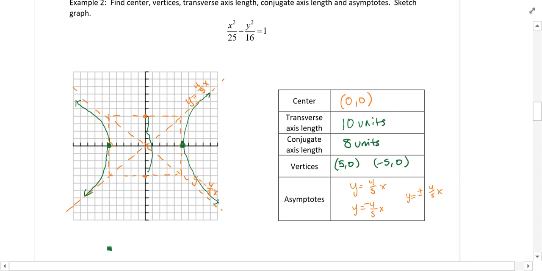Now in this example, the transverse axis was longer than the conjugate axis, but that is not a requirement. Those are going to be dependent solely on the numbers in the denominator, and the transverse axis is going to be the one in which the direction of the hyperbola is opening. So it's opening to the left and right on this particular example.